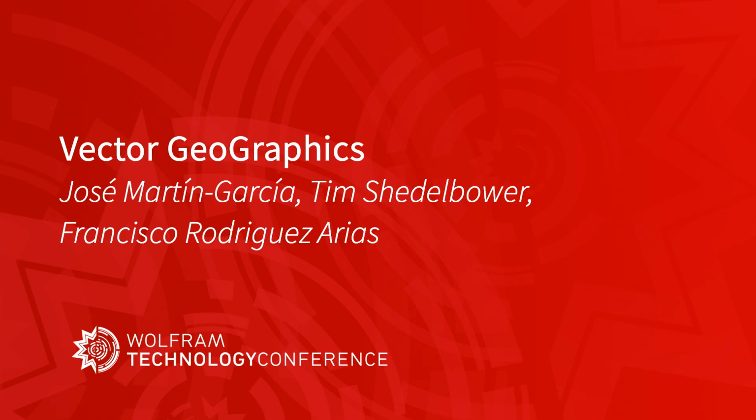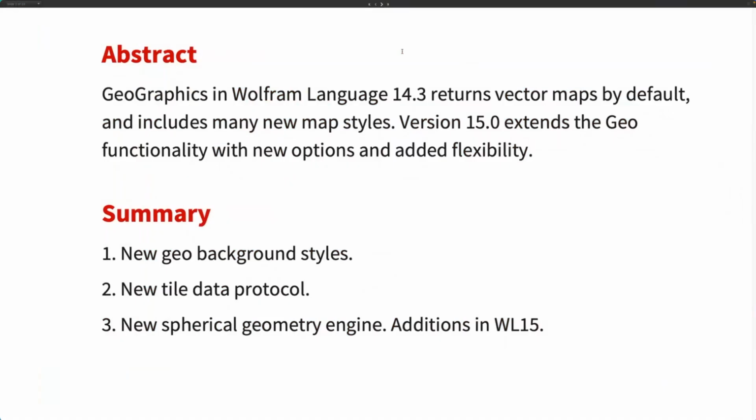The big change is GeoGraphics in Wolfram Language 14.3 returns vector maps by default. The advantage of vector maps is that it eliminates any resolution issues and adds the ability of styling individual objects. In the summary, I will be discussing the new geo background styles. Francisco will be doing the new tile data protocol, and then Jose will present the new spherical geometry engine, plus the new additions in Wolfram Language 15.